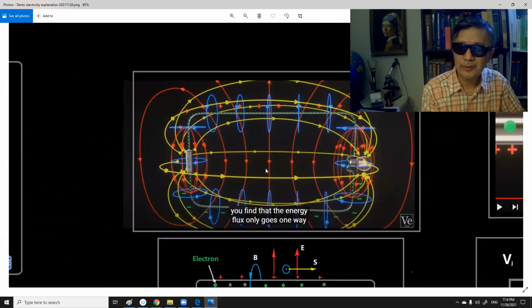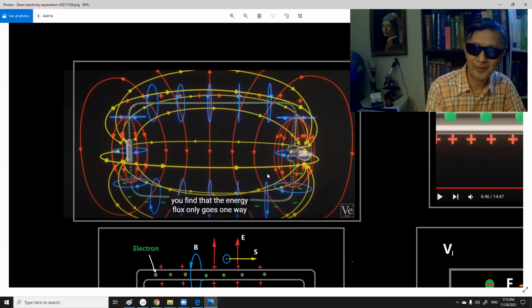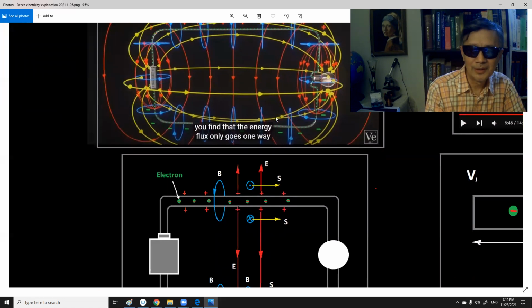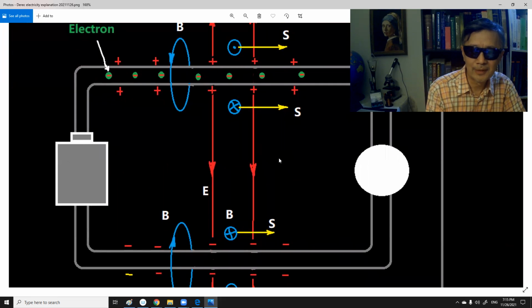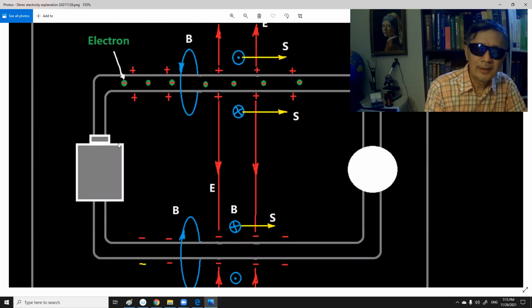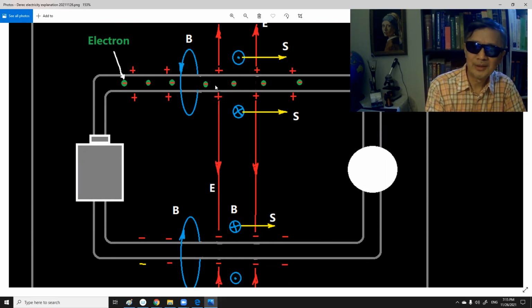Secondly, this is a very colorful and complicated diagram, but if I simplify it, you will see the argument is based on this assumption that this battery terminal is positive. We know that electrical current goes from positive to negative. For the electron, because it's negatively charged, the electron actually moves backward to the positive side.